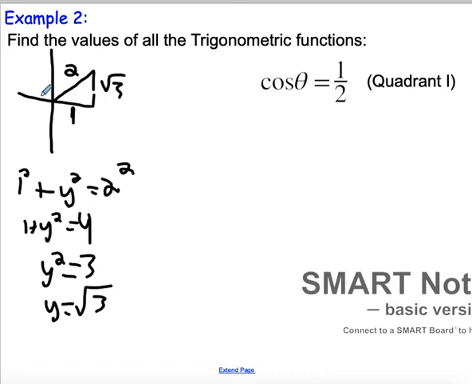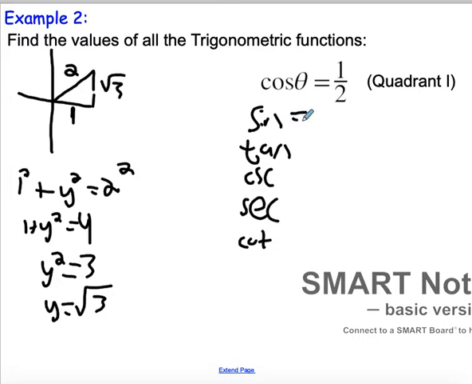Now these are all going to be positive because we're in quadrant 1. So we go over to the right, so x is positive. We go up, so y is positive. And r is always positive. So sine, tangent, cosecant, secant, cotangent. I know, beautiful.